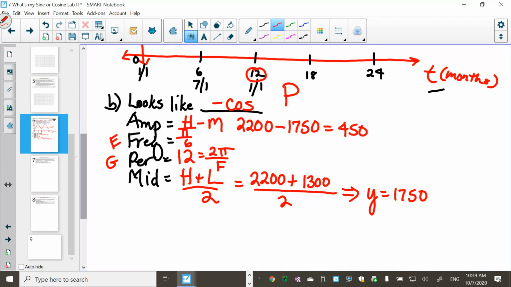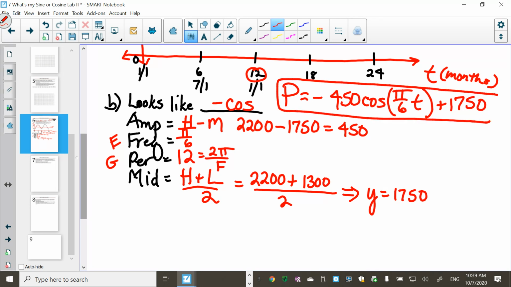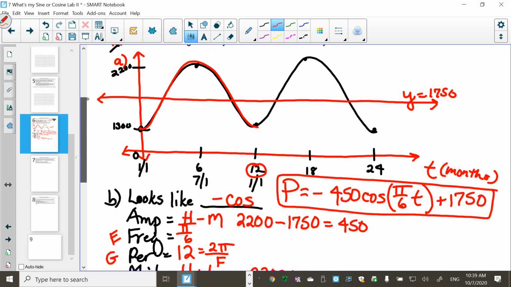My formula is my population is equal to, don't forget the negative, 450 cosine pi over 6 times time, which is your x-axis, plus 1750. There is a representation of what we just talked about. And that's kind of cool. I just gave you 2 data points and told you when they happened every year. Okay? Now let's look at and see what they want to do for C.